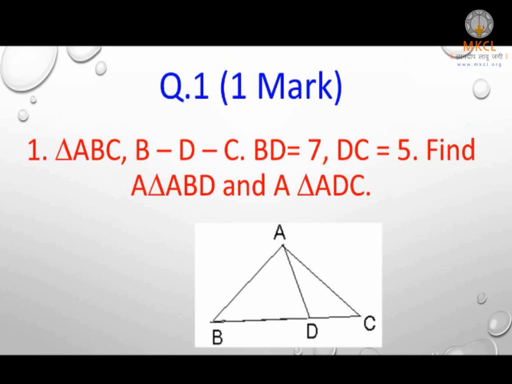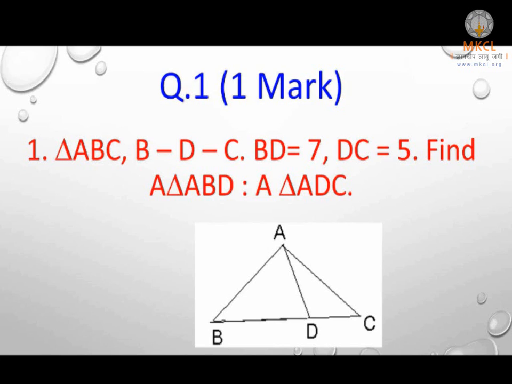I have taken a sample question. Sub-question 1. Triangle ABC, point D lies between B and C. BD is 7, DC is 5. We have to find area of triangle ABD is to area of triangle ADC. This ratio we have to find.